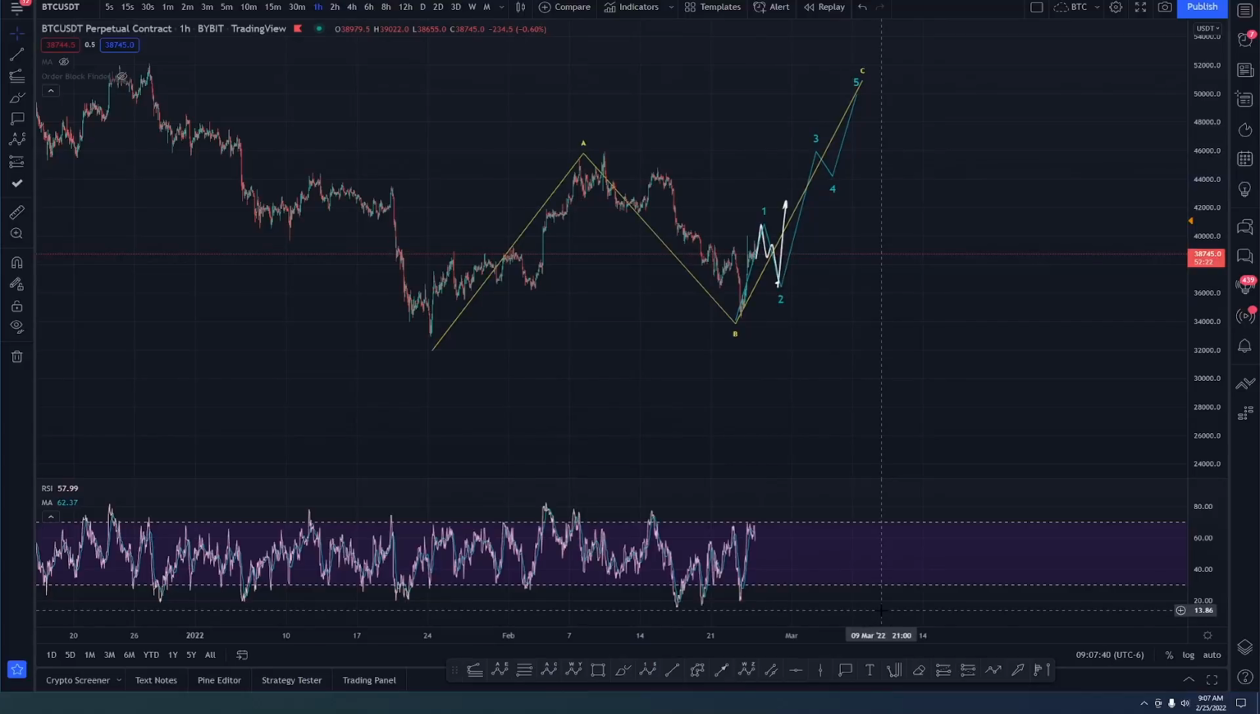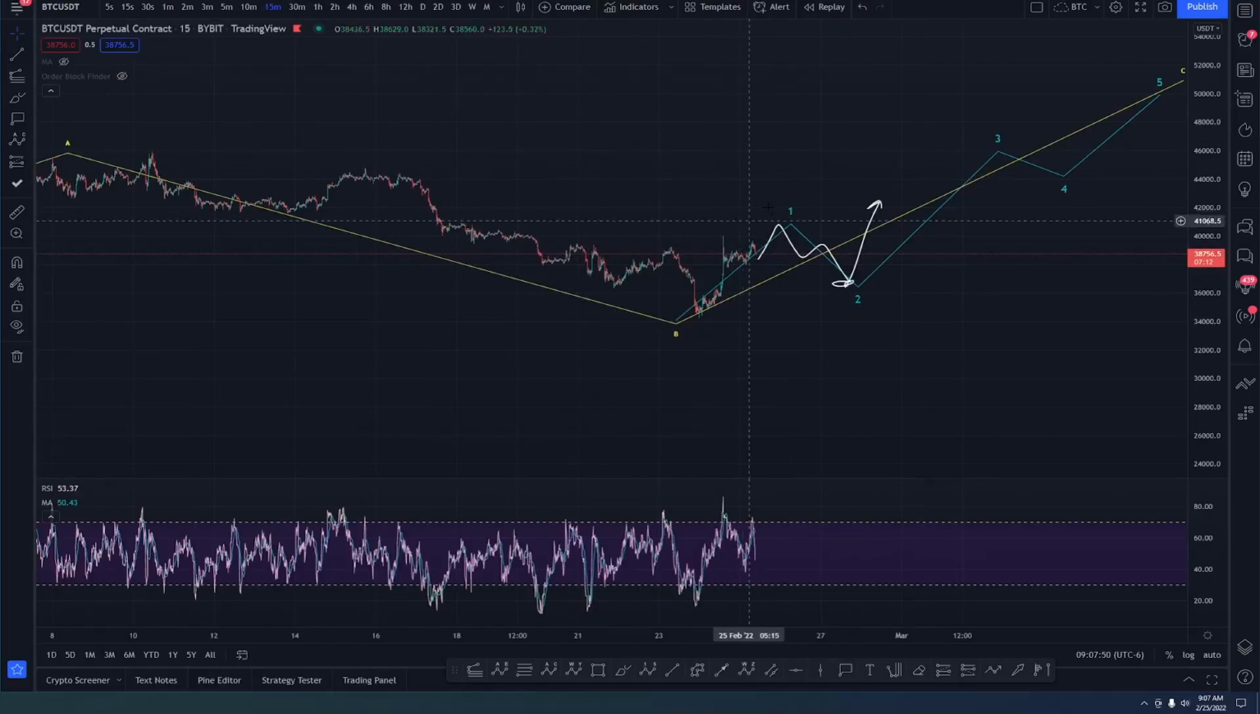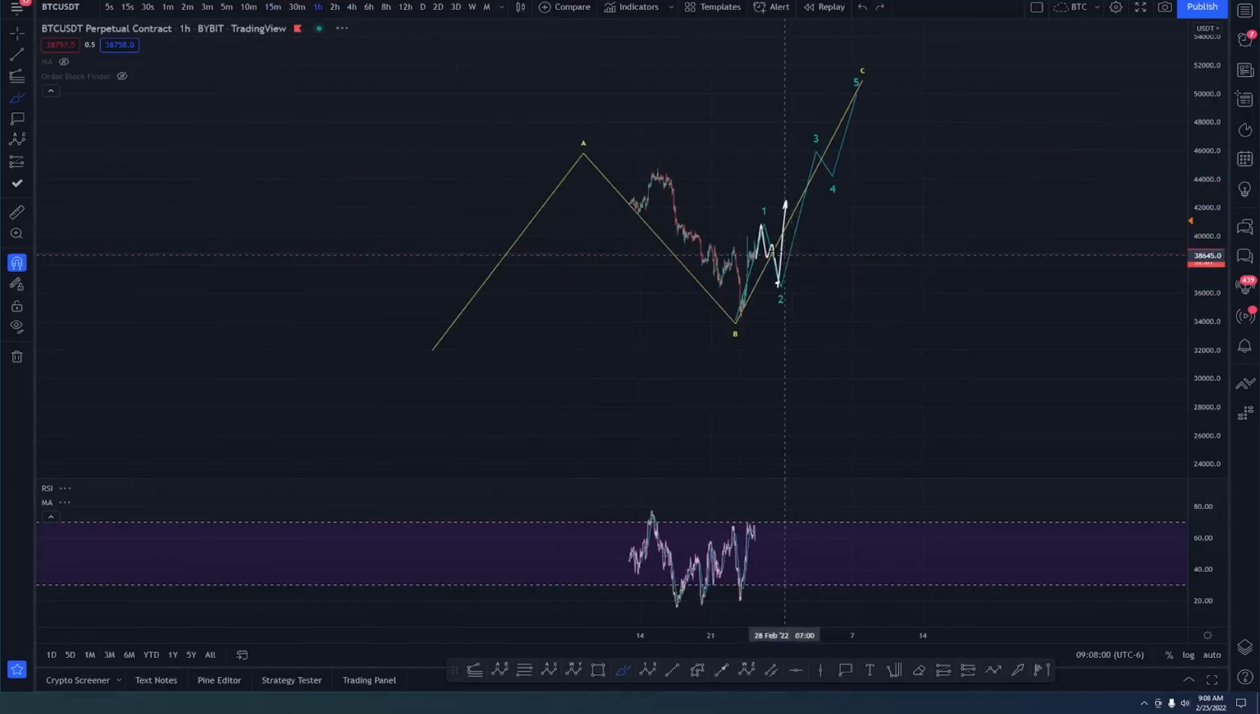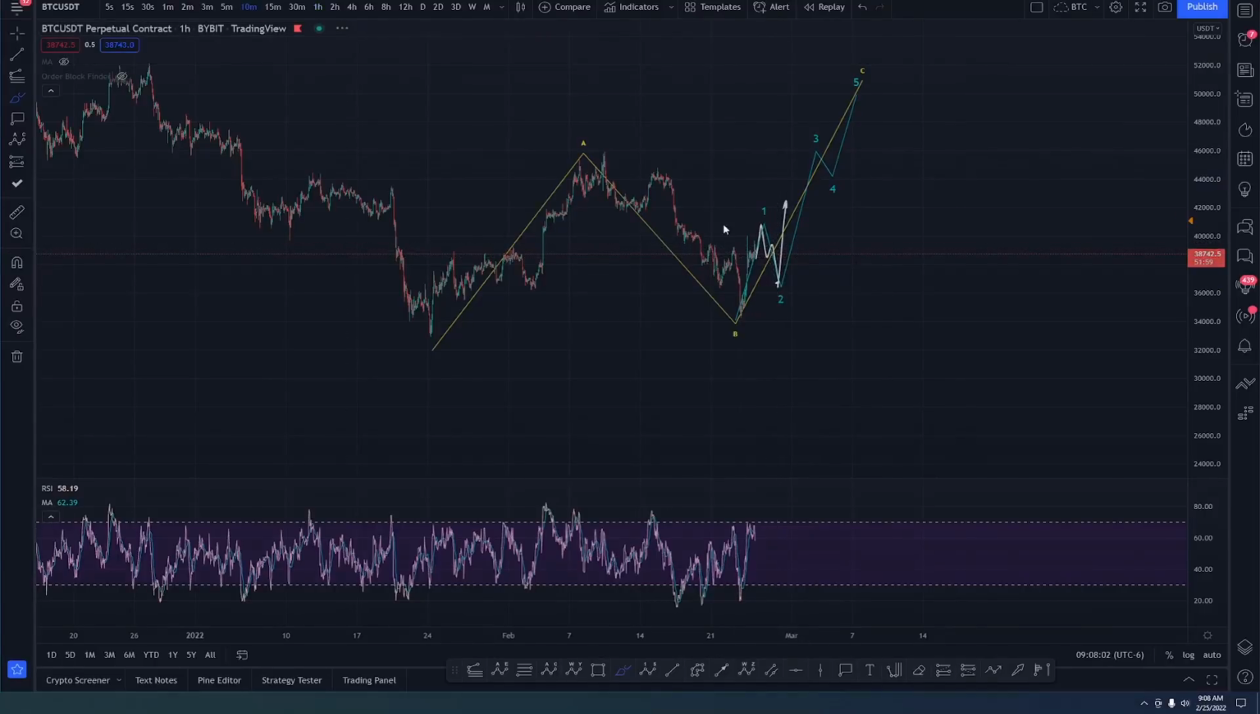So there you go, guys. That's really it right there. In a nutshell, everything boiled down to really this wave structure that we're in. If it turns into 5 waves, the most probable move is that there's going to be a 3 wave pullback and a continuation to the upside. Most probably.